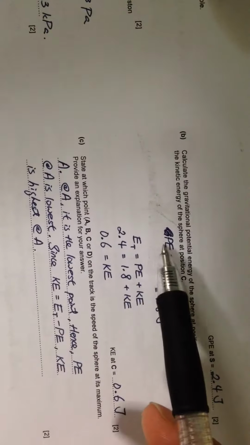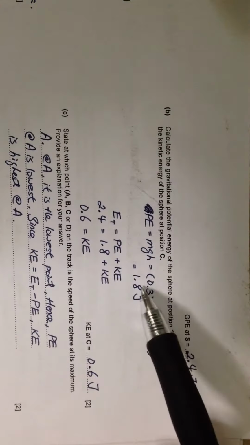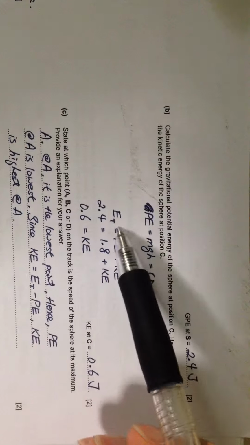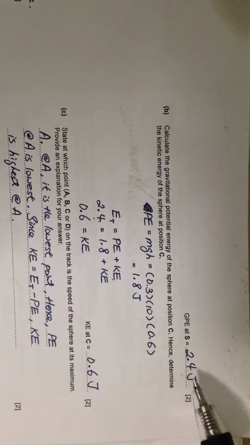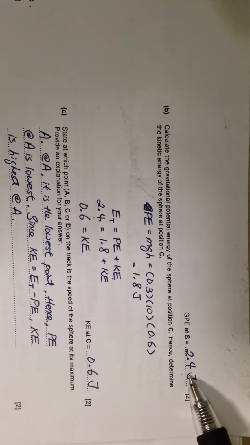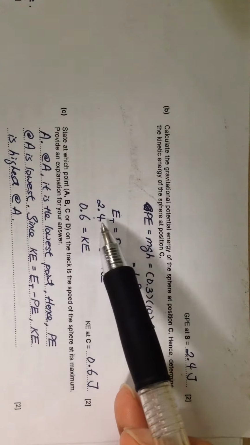So let's go into the calculation. PE is mgh, so the h here is 0.6. That's why I put 0.6 here, it is 1.8. I know that the total energy must be equal to the sum of these two, and I know that from the initial position, the total energy is 2.4 joules, which I get from here. Because at the initial position, there's only PE. So that's why it is 2.4.